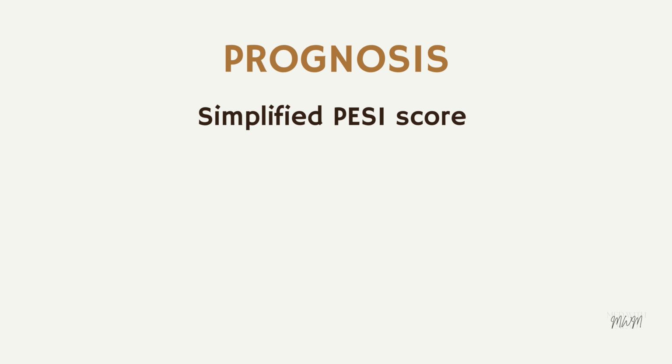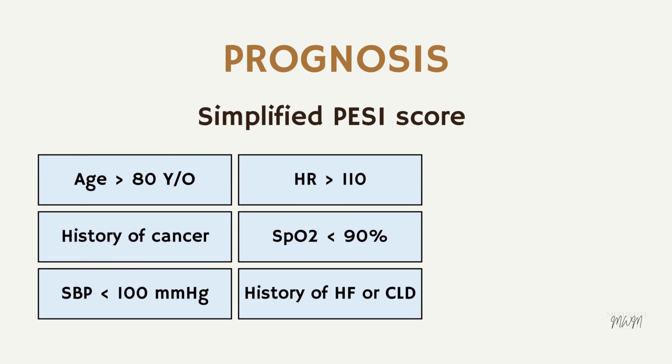After confirming pulmonary embolism, we assess prognosis using the simplified PESI score. It includes six criteria: age over 80, history of cancer, systolic blood pressure below 100, heart rate above 110, oxygen saturation under 90%, and a history of heart failure or chronic lung disease.